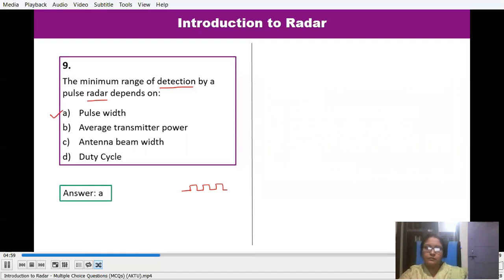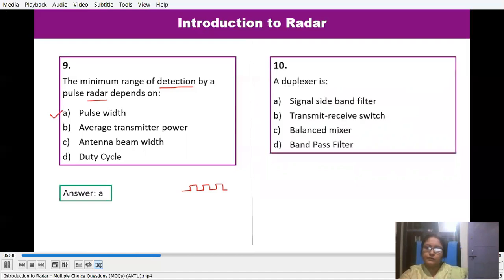Next question is, a duplexer is, you know that the duplexer is a component whenever there is a use of a single antenna via which transmission and reception takes place. Then this duplexer does what? It actually works as a transmit receive switch. So in question number 10, B is the correct answer, which is the transmit receive switch.